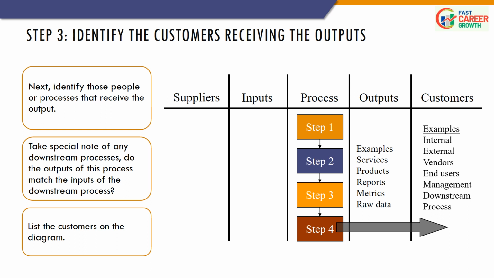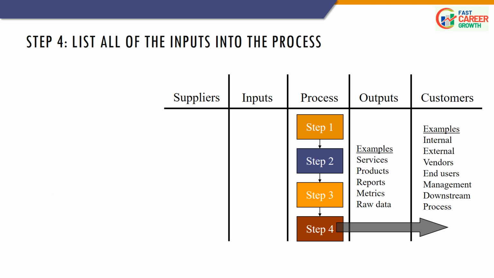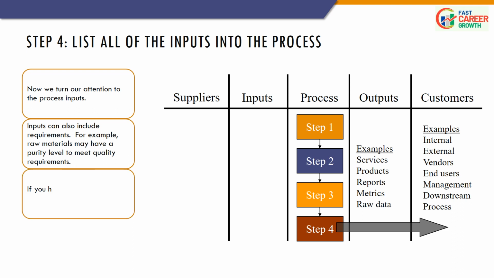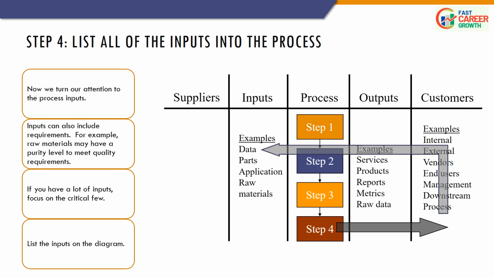Next, Step 4. List all of the inputs into the process. Now we turn our attention to the process inputs. Inputs can also include requirements. For example, raw materials may have a purity level to meet quality requirements. If you have a lot of inputs, focus on the critical few. List the inputs on the diagram, such as data, parts, application, raw materials, etc.